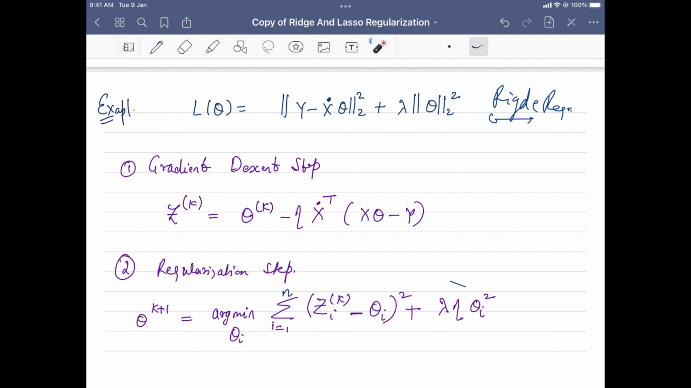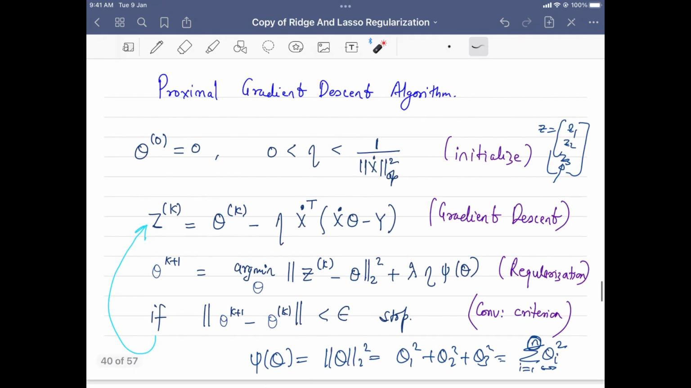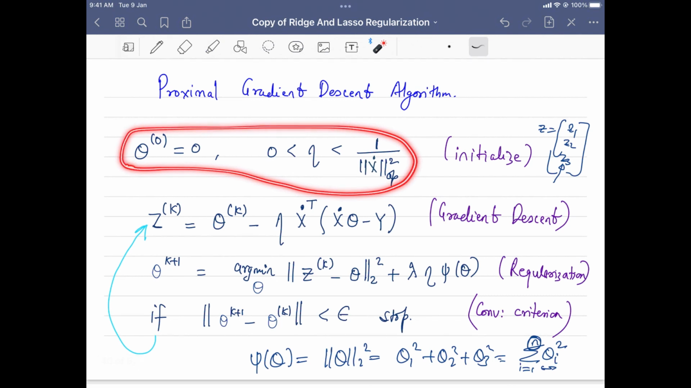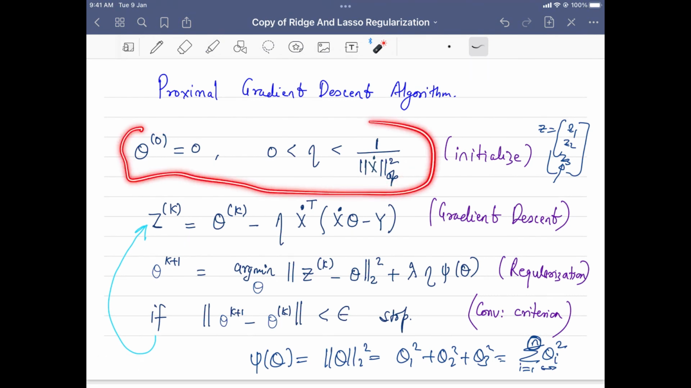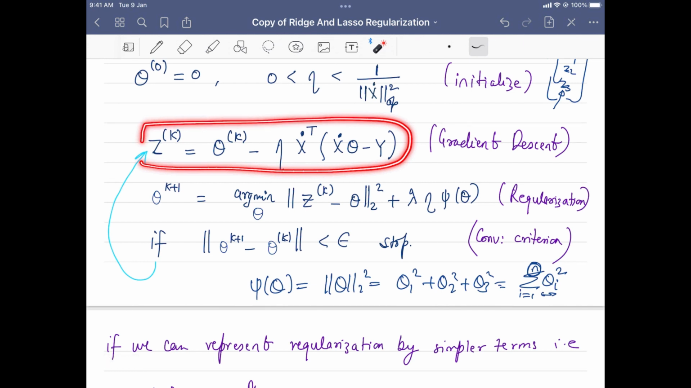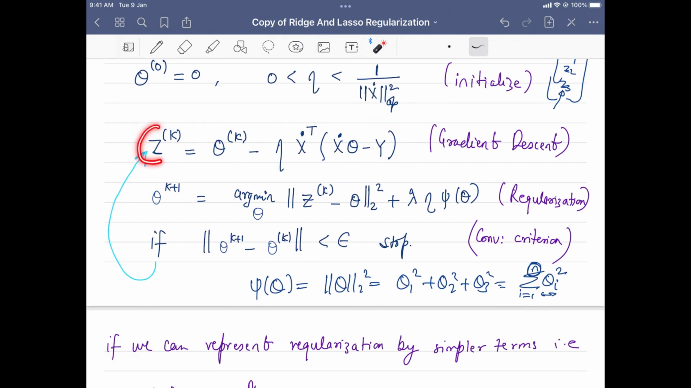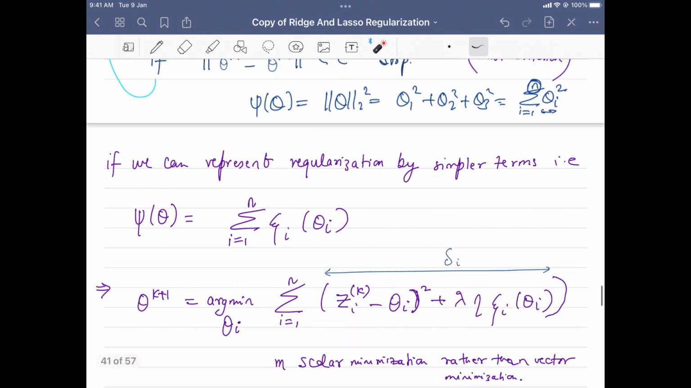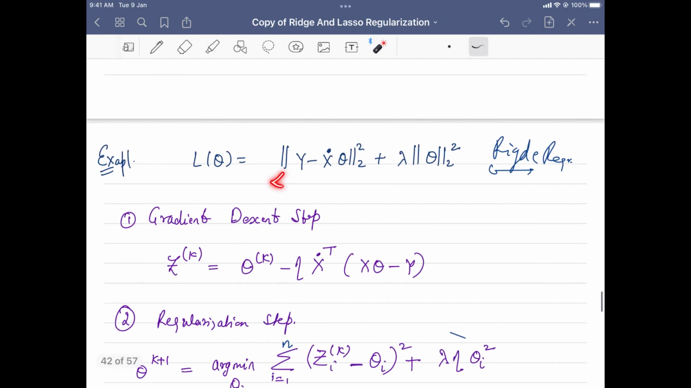What is the first step? The first step is to initialize these values to a specific component. So here we have theta 0 as 0 and eta is in between these two steps. So this is the initialization which we have done. The second step is to form the gradient descent equation, and from there you will get zk, and then you can use this zk back into this argument to get the theta k plus 1 vector. So let us see how we can do it for L2 regularization.